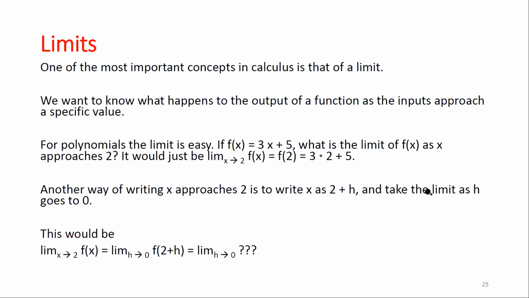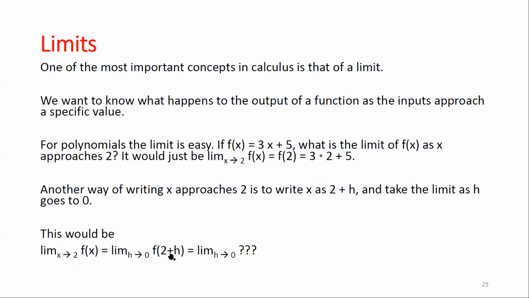Here's another way of writing what we did. What does it mean for x to approach 2? Well, we can write x as 2 plus h, and we can let h go to 0. So if we want to take the limit as x goes to 2 of f of x, that's the same as the limit as h goes to 0 of f of 2 plus h.